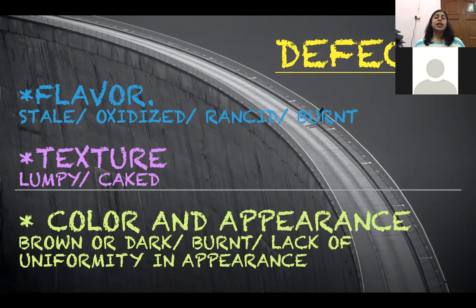Okay. Then comes color and appearance of the product. Now the defects observed in appearance are brown color or dark color. So the product is comparatively darker than what it should be. Then comes burnt appearance. The product appears as burnt. And then is lack of uniformity in appearance. When you see the product, you will see one part of it more dark than the other, or a part of it tastes different, or it appears different.